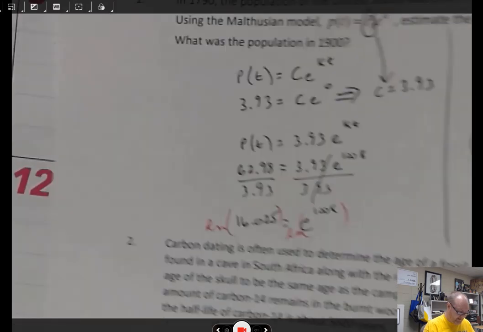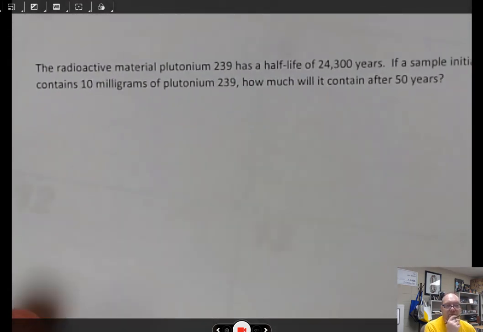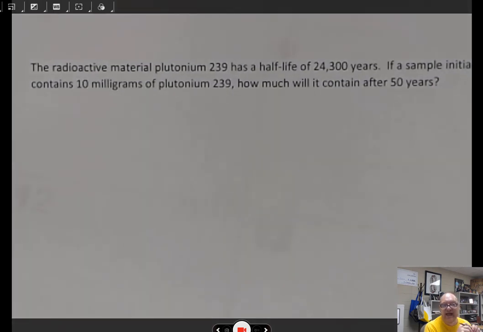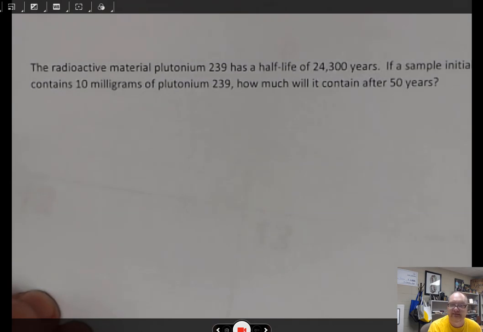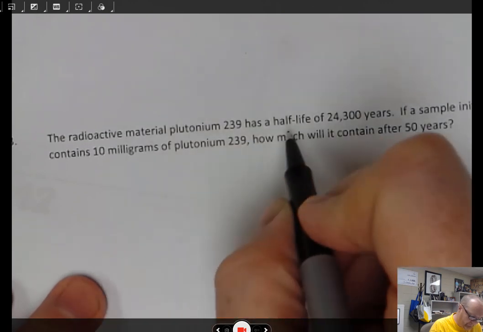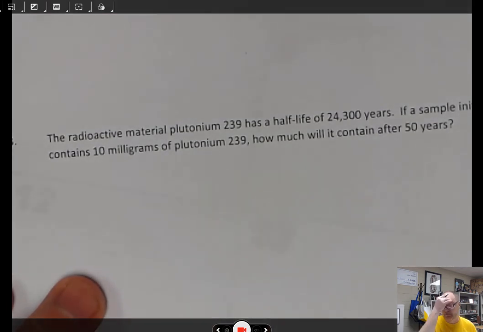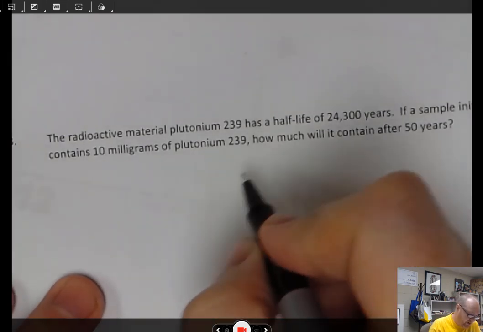I want to just talk about a couple of ideas here, and then you can go back and try those problems. Look at number 3. The radioactive material plutonium-239 has a half-life of 24,300 years. That means after 24,300 years, there's half what we started with. And it says if a sample initially contains 10 milligrams of plutonium-239, how much will it contain after 50 years? So you know that if I use this condition, that will allow me to set up and solve for C and then ultimately for k as well.